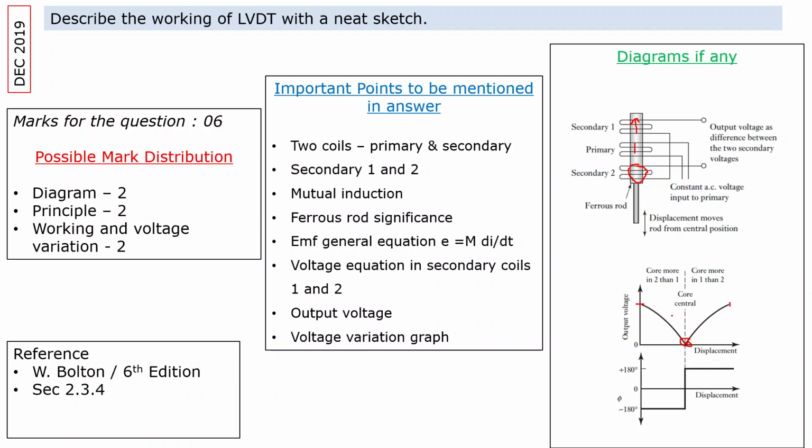So this is the voltage variation of an LVDT, and this is a phase diagram which shows that secondary 2 is opposite to secondary 1 in voltage. So you have to mention all these points, and you have to draw this diagram. You have to mention this voltage variation also, then you will be getting 6 marks for this particular question.